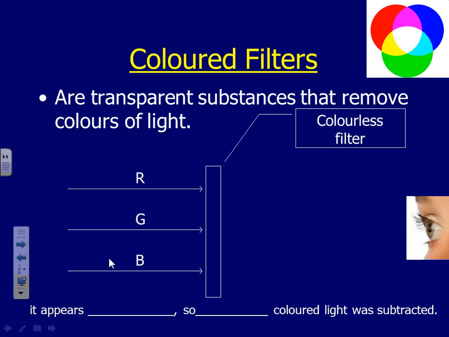You need to keep your color circle in mind. So you need to keep that nearby. And I'll draw one on the board so I don't have to write it in all the time. Red, blue, green, yellow, cyan, magenta, white. So if a colorless filter had white light shine upon it, in our eye, it's going to appear white.